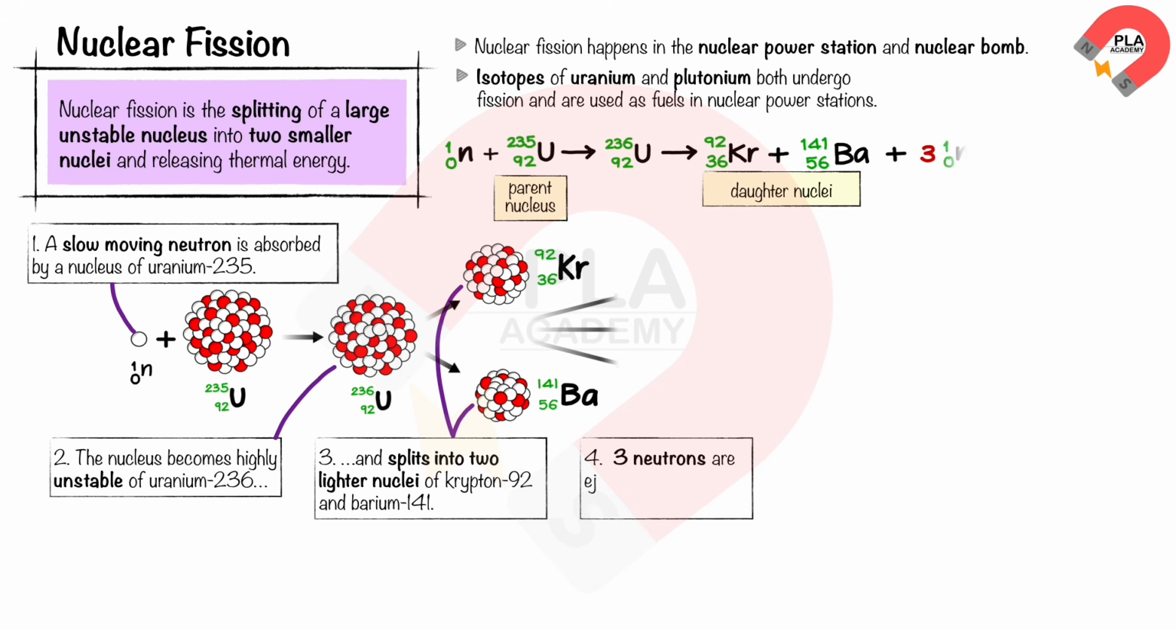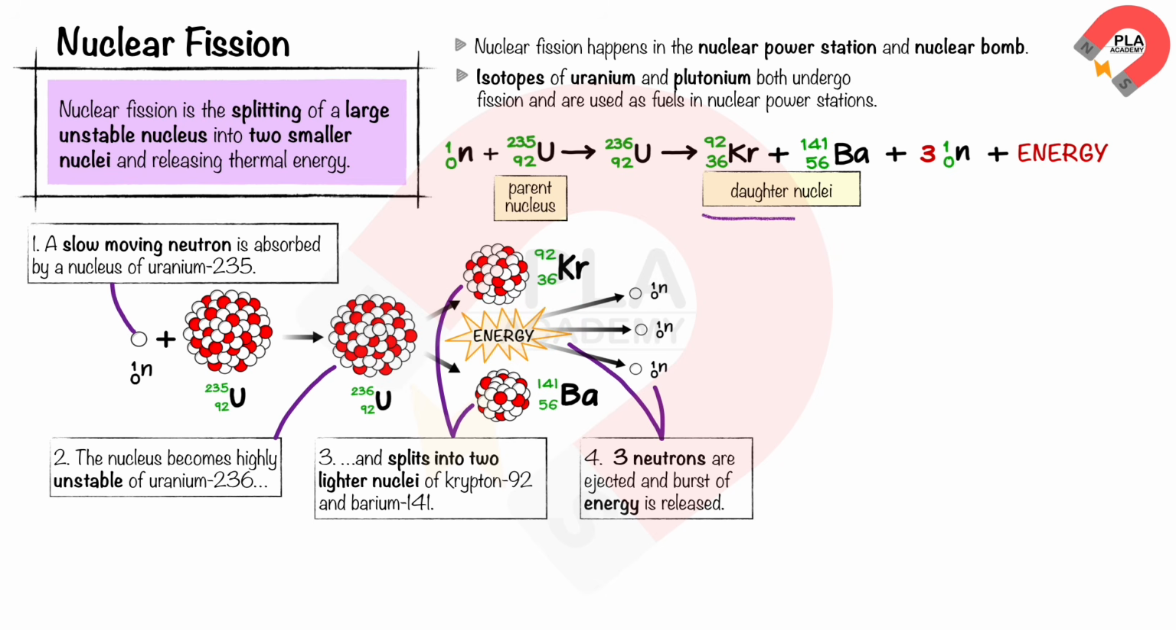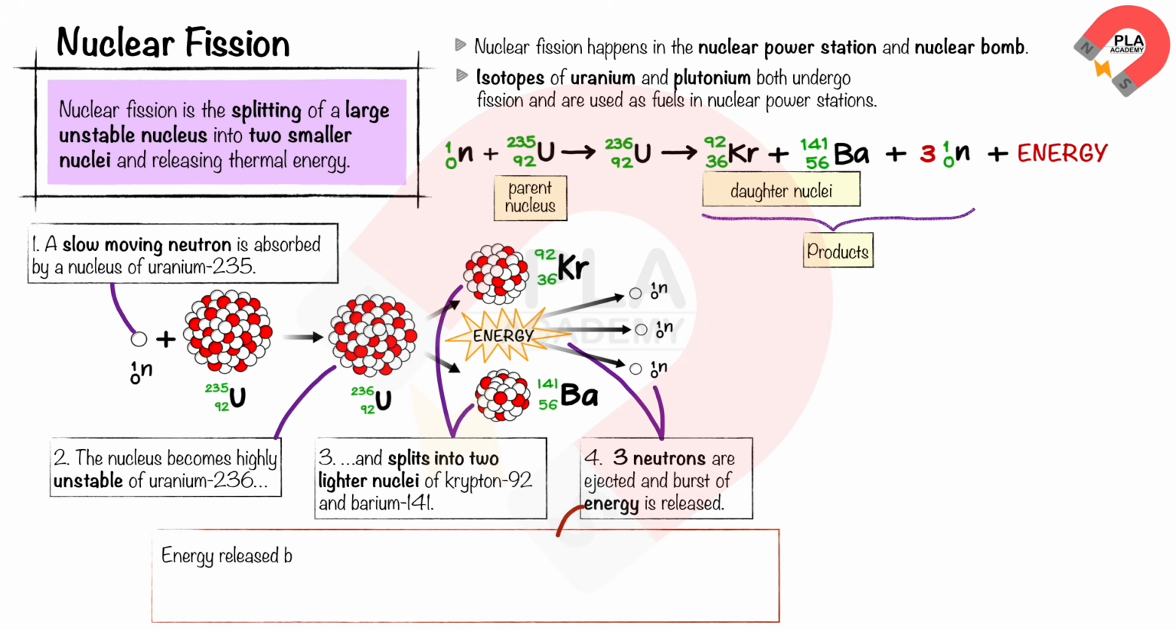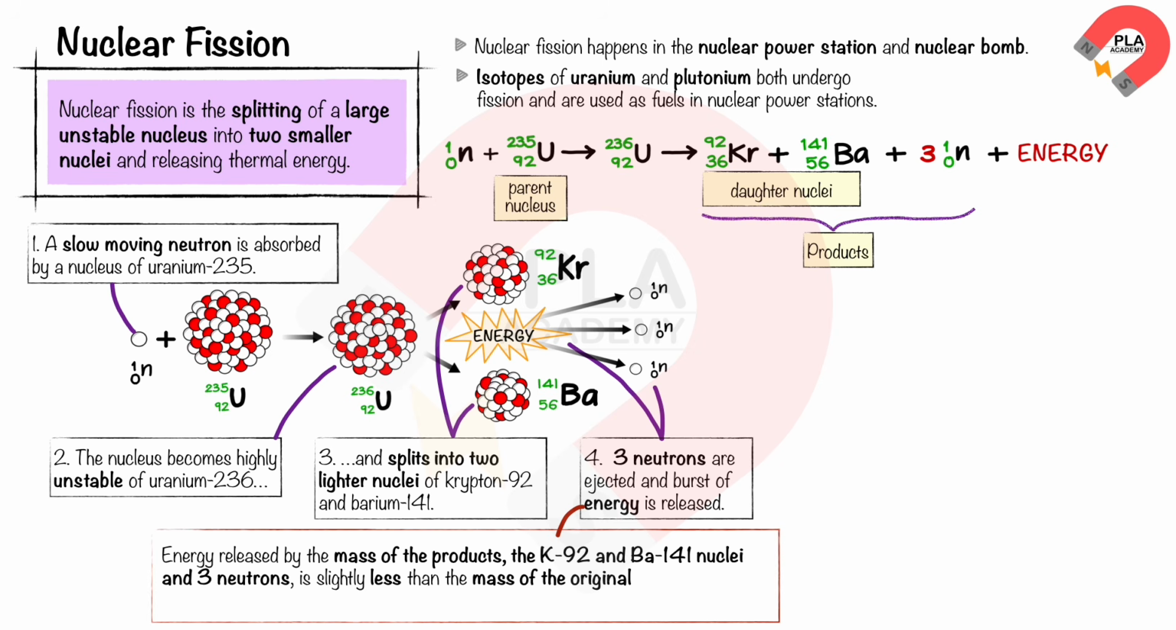Then, 3 neutrons are ejected and a burst of energy is released. The krypton and barium nuclei and 3 neutrons are called the products. The mass of the products, the krypton and barium nuclei and 3 neutrons, is slightly less than the mass of the original uranium-236 nucleus. This lost mass is converted to energy.